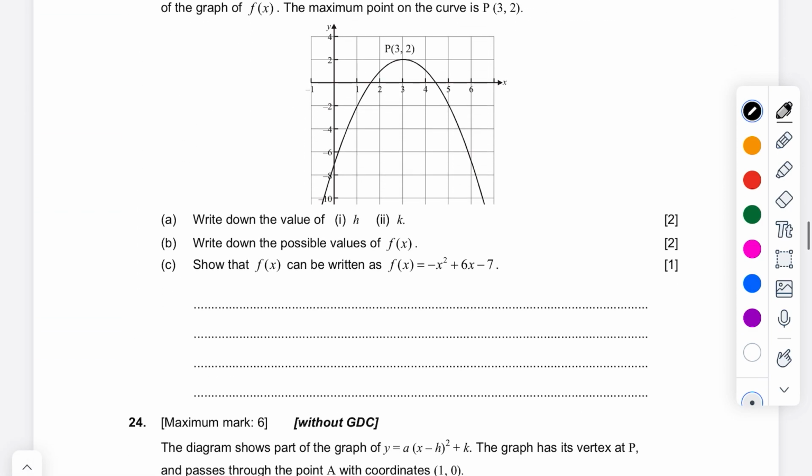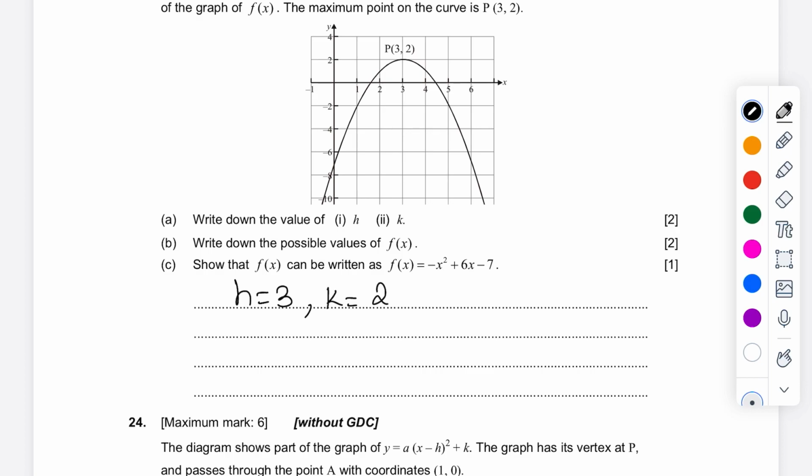Question number 23. The function f of x is defined as minus (x minus h) whole square plus k. The diagram below shows part of the graph of the function. The maximum point is (3, 2). Write down the values of h and k. So the vertex itself is telling it out, (3, 2). So h equals 3 and k equals 2.